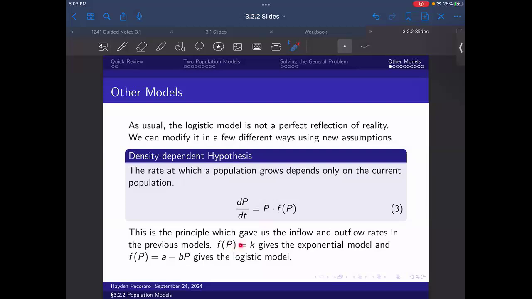And that gave us the inflow and outflow rates. Different choices of the function f give us different models. If you choose f to be a constant, you get the exponential model. If you choose f to be a linear function like this, you get the logistic model. What else can you choose f to be?